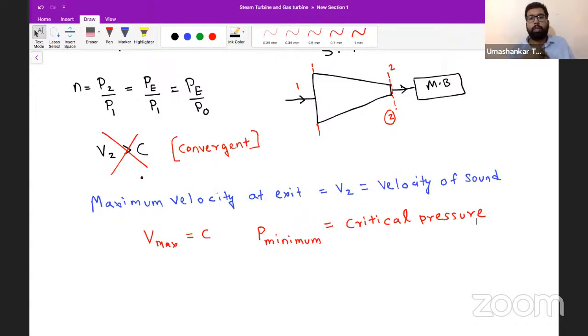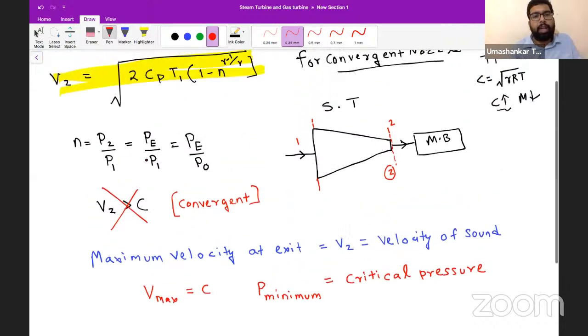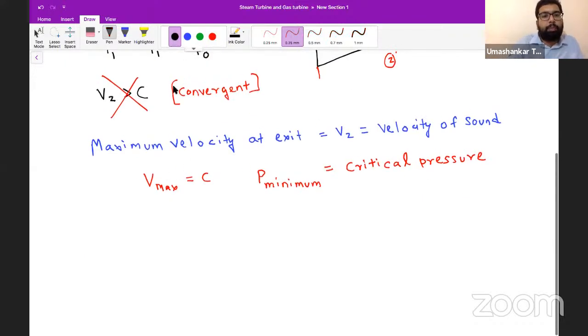Now what we have to know is what is that critical pressure value below which our exit pressure cannot go in a convergent nozzle. So what I can do for that, I can put the value of maximum velocity. So I am going to do this at critical condition, at the choke point.